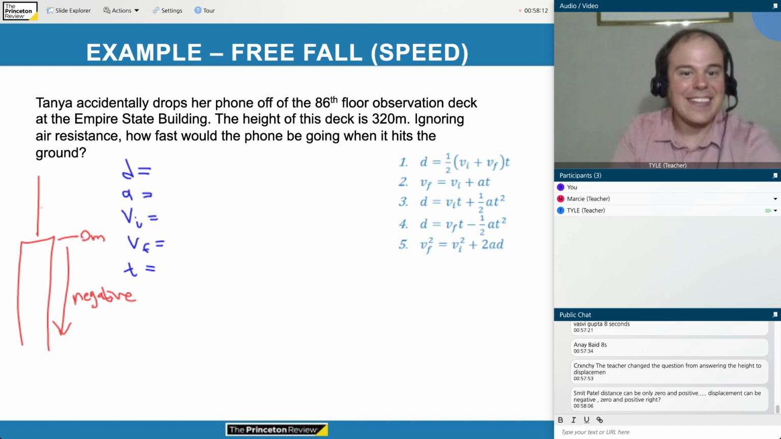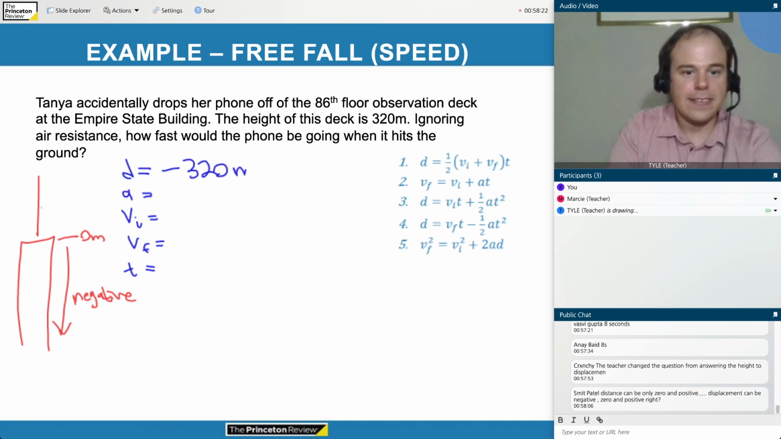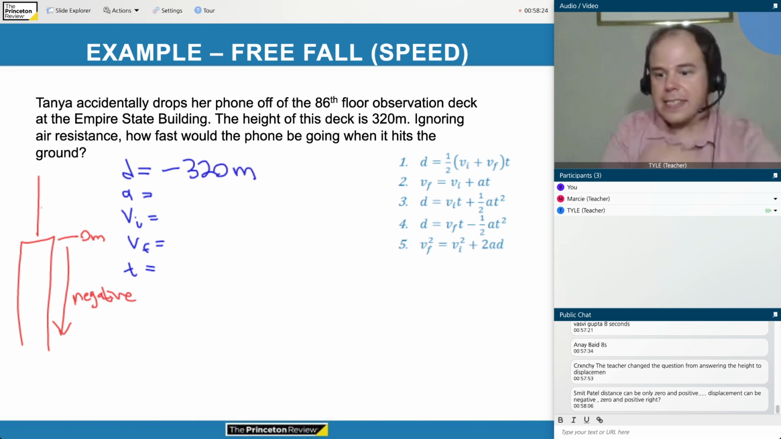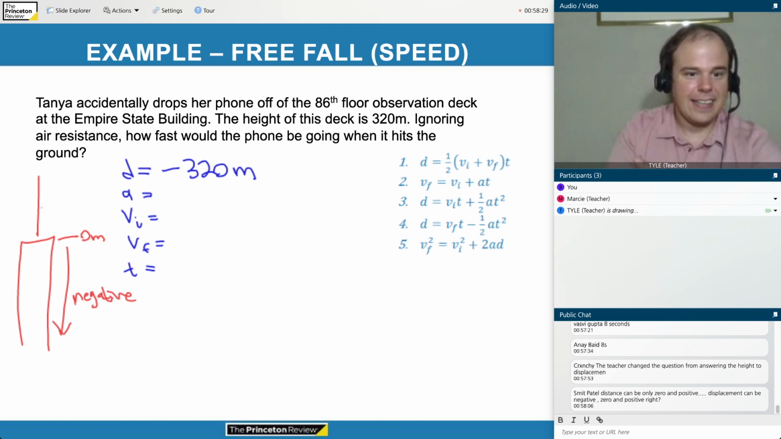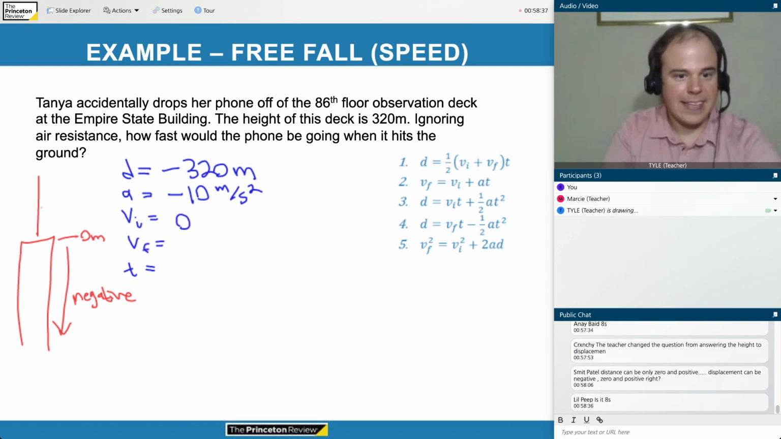All right, so let's go through this problem. The displacement, if we're calling downwards negative, is negative 320 meters, since the object ends up 320 meters below where it started. The acceleration is also downwards. It's negative 10 meters per second squared. The initial velocity is 0 meters per second, since Tanya dropped her phone.